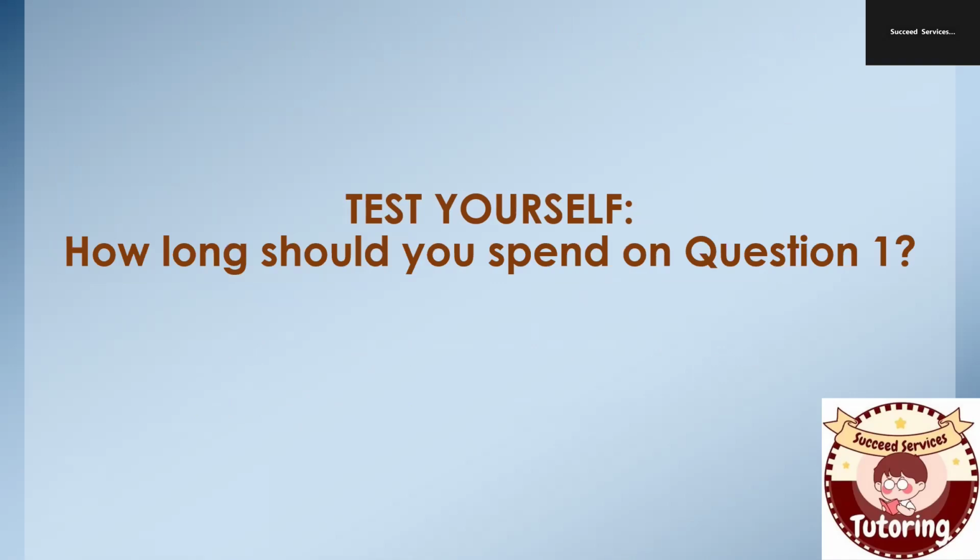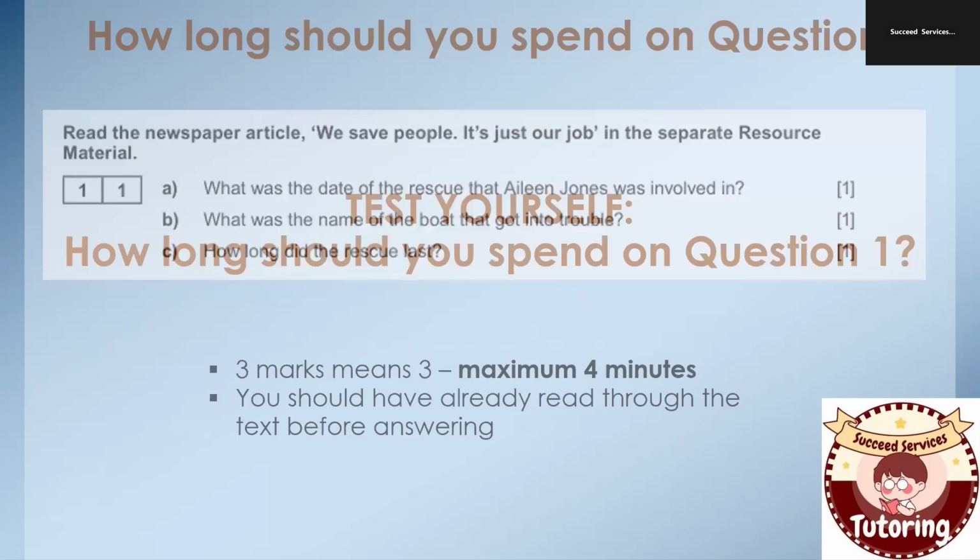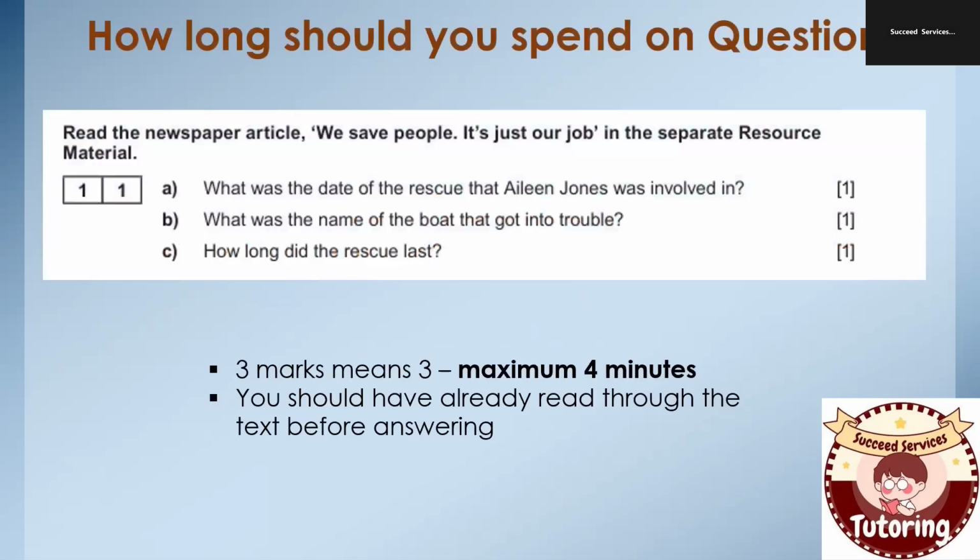How long should you spend on question 1.1? Okay, 3 marks means 3 minutes. Always look at the number of marks. It will always tell you how much detail you should put in your answers and how long you should spend on a question. So 3 marks here means 3 minutes, maximum 4 minutes.